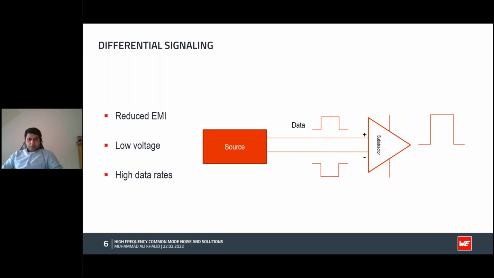And the third point is about high data rates. The decreased voltage amplitude leads to short rise and fall times for the switching circuits, which means faster switching and hence increased data rates.